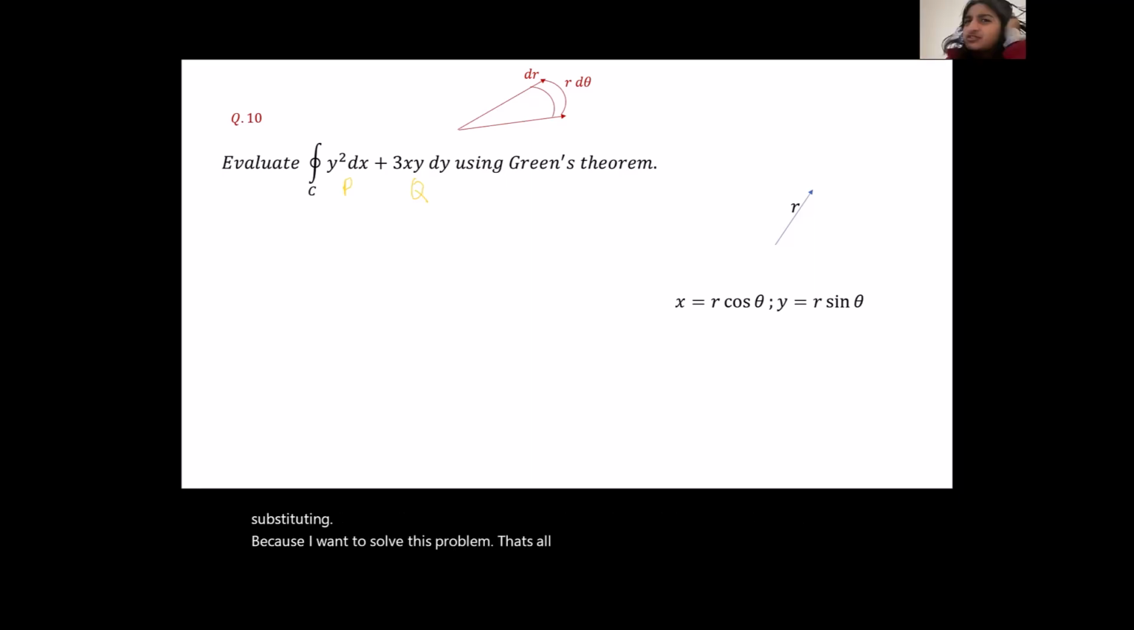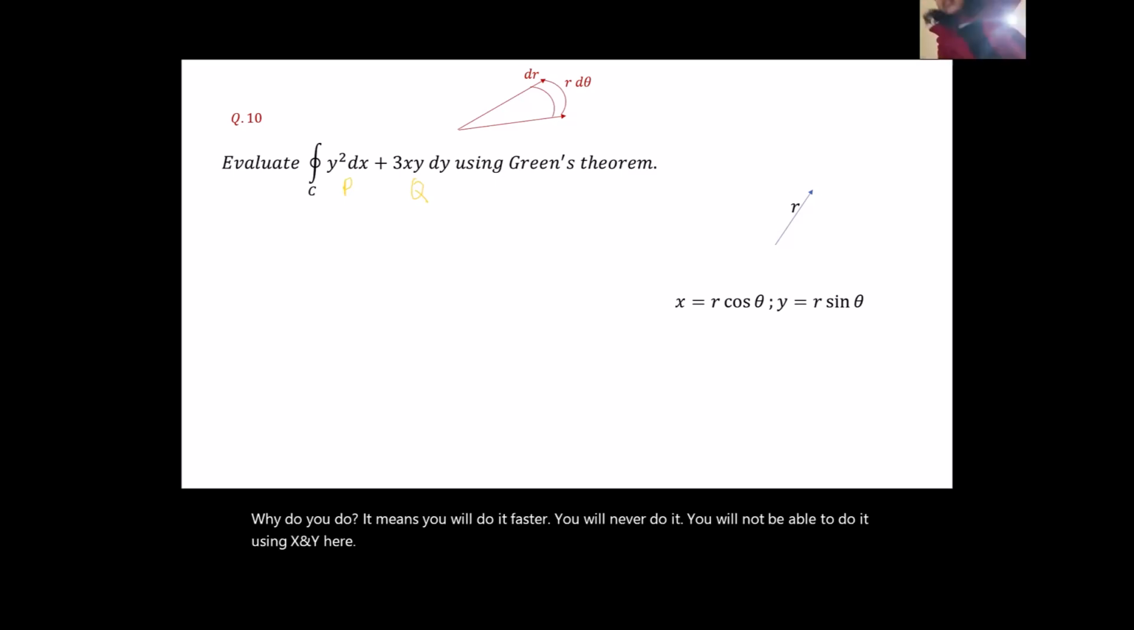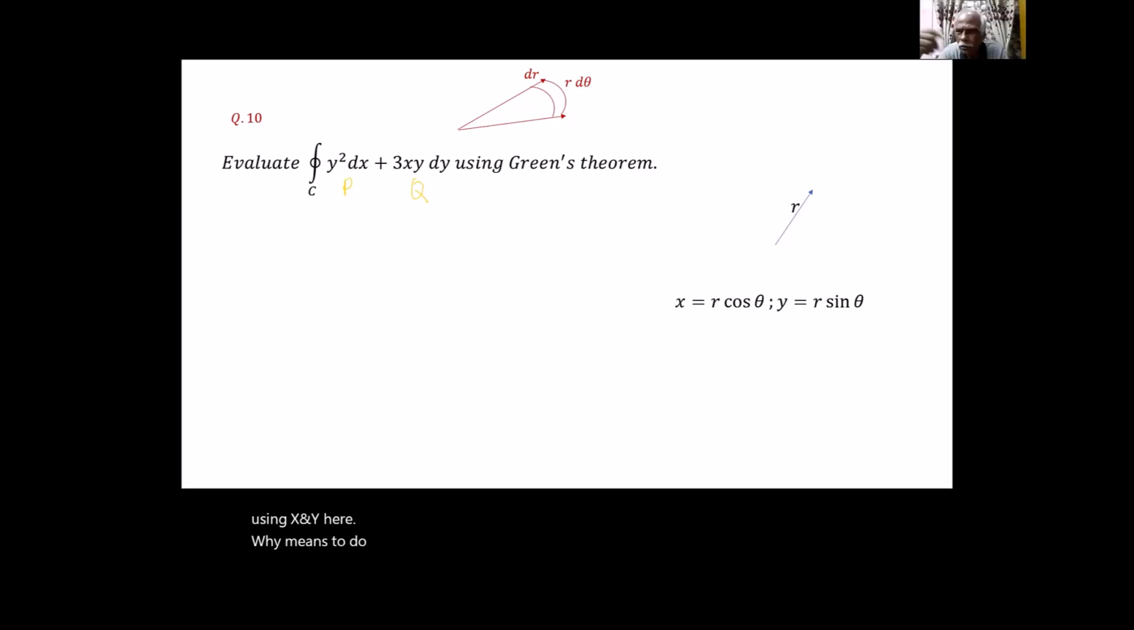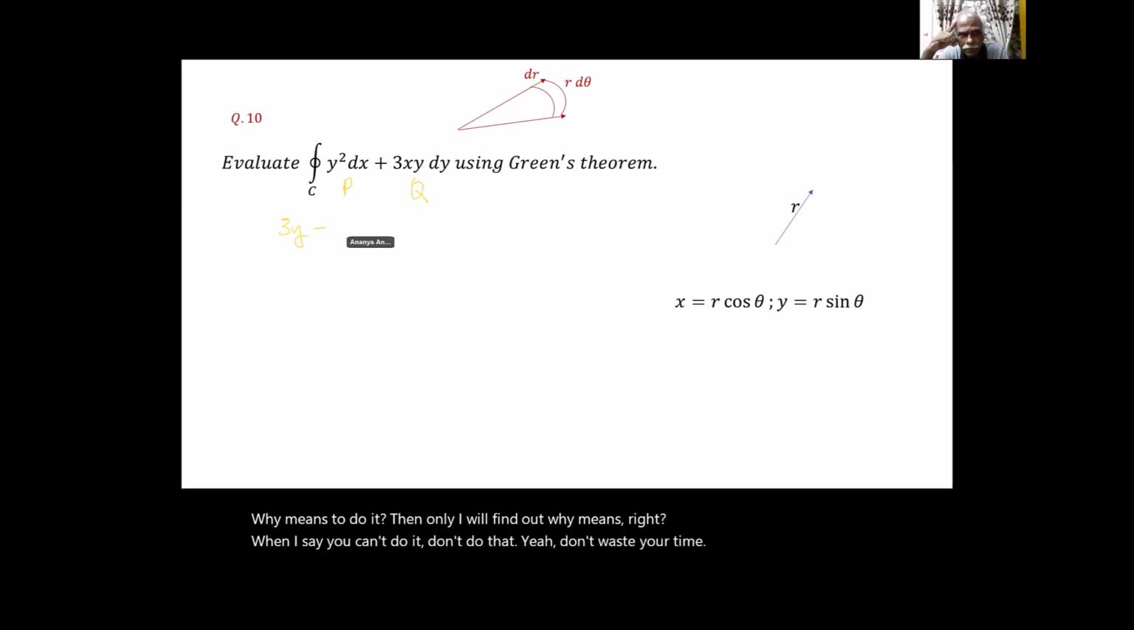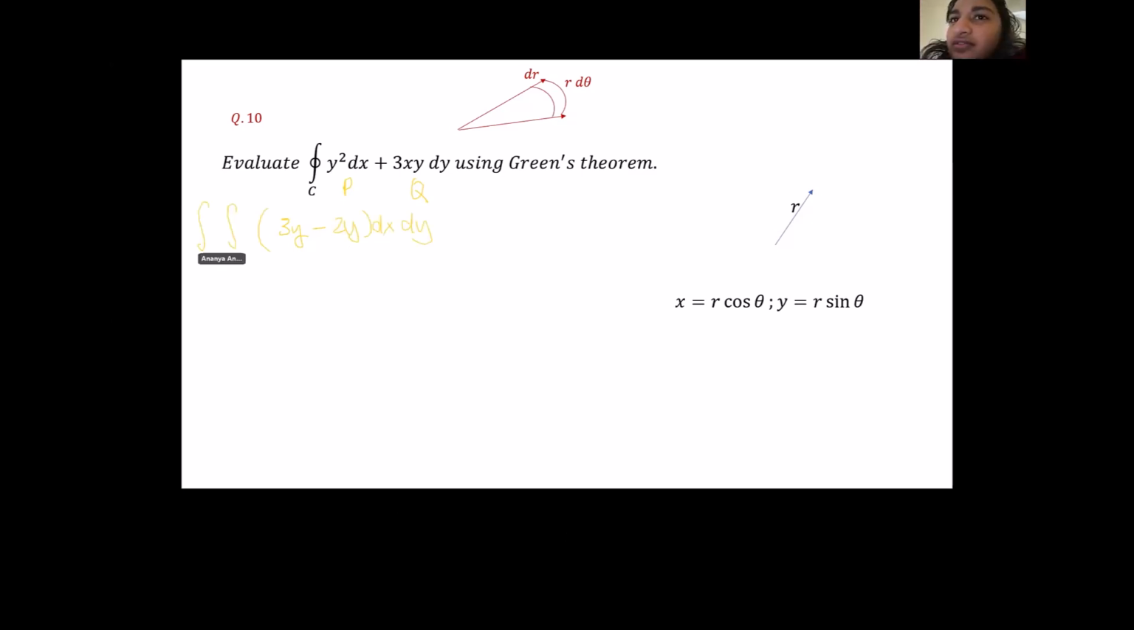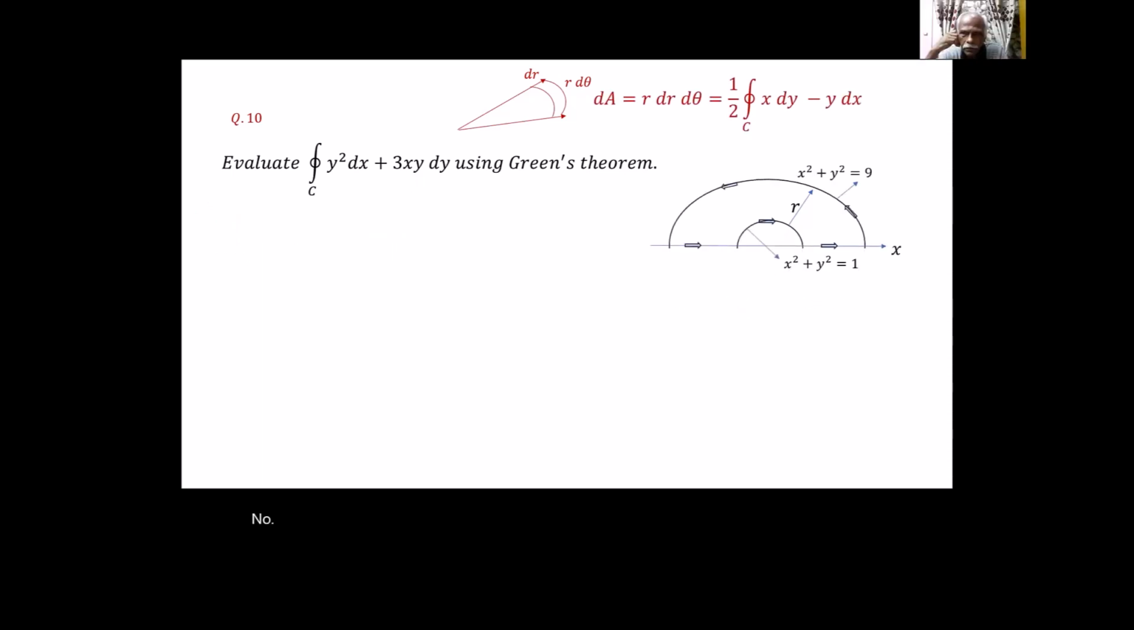But you could just do the Qx minus Py separately. I am teaching you a method. I can't teach you what you know already. Why do you do it? You will do it faster. You will not be able to do it using x and y here. Why? When I say you can't do it, don't do that. Don't waste your time. Qx minus Py. Oh, because you don't know the bounds? Okay. Right. Oh, this is the curve given.